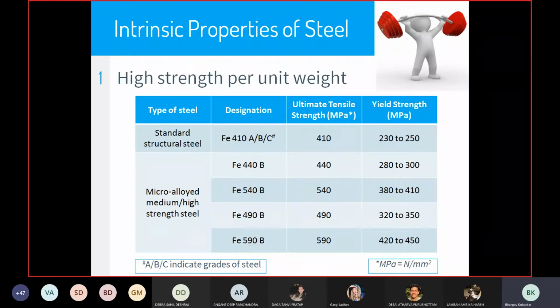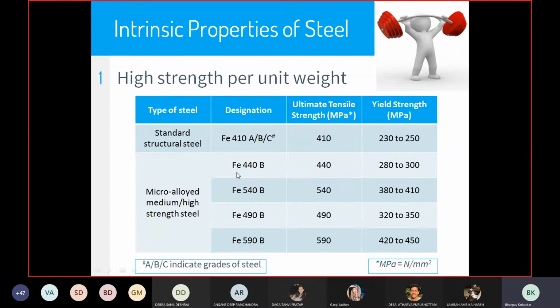So very generically, steels are classified as standard structural steel, also called mild steel, and then high strength steel. Now look at the designation here. The designation says Fe 410. I'm sure that everyone of us knows that Fe stands for iron, and this is how steel is abbreviated. In Fe 410, 410 is the ultimate tensile strength. It is the highest point on the curve. The yield strength is some portion of the ultimate tensile strength. So this number signifies the ultimate tensile strength.